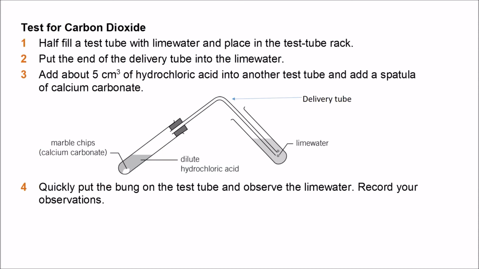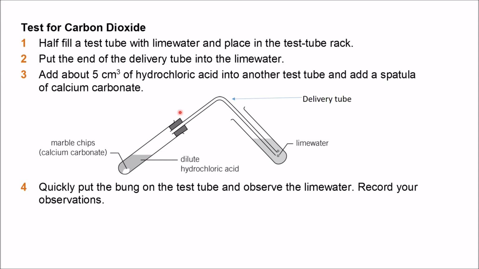Then test for carbon dioxide. So this one's nice and easy. So we fill the test tube on the left with marble chips, which is calcium carbonate, and then we put hydrochloric acid in here. Now the reaction produces carbon dioxide.